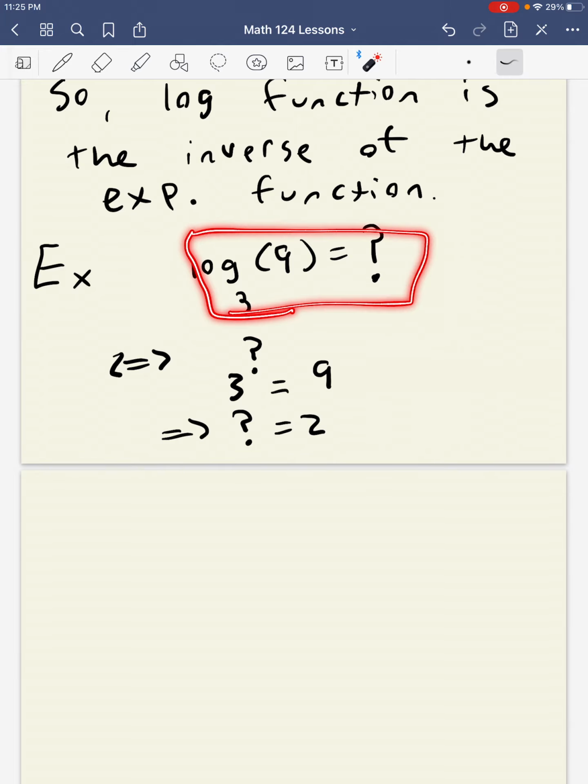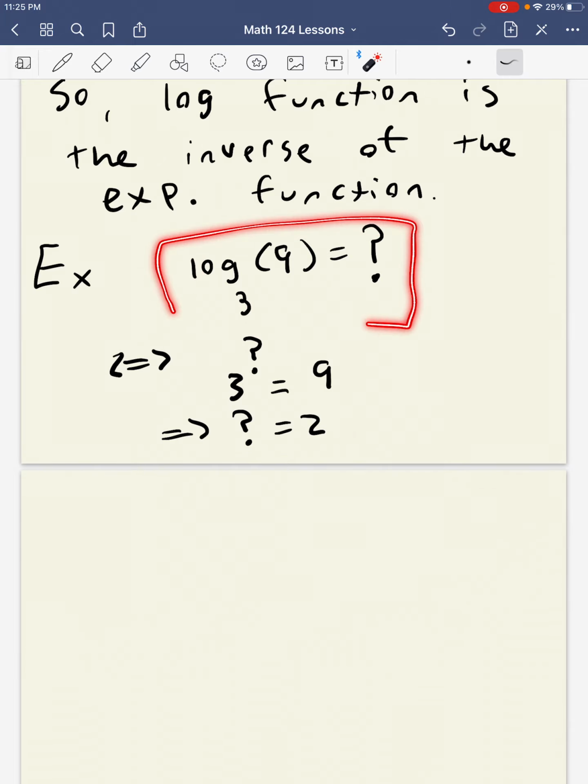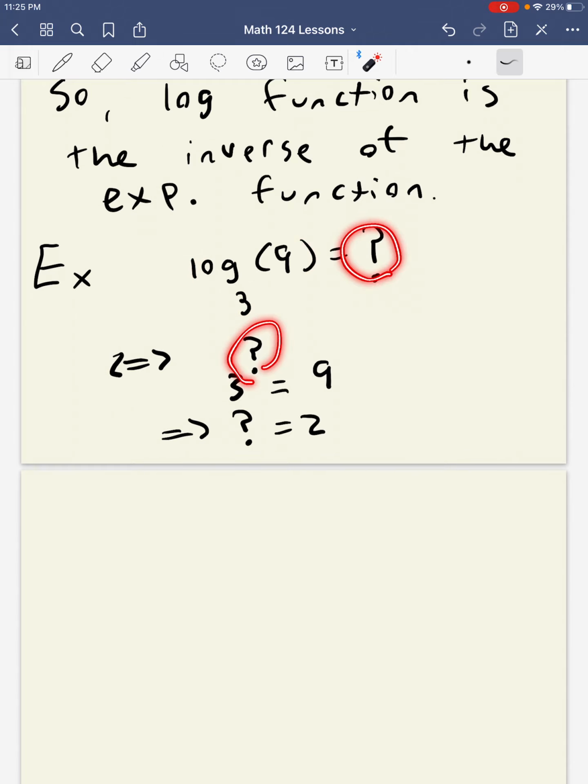If this is your first time seeing a logarithm, this may look frightening, but this may look easy. But they do mean the same thing. So log base 3 of 9 just equals the exponent of 3 that will make 3 to the question mark equal 9, right?